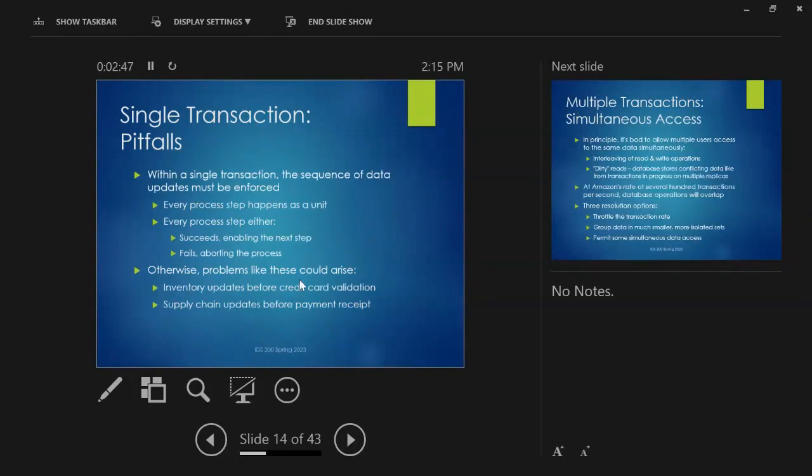All right. Now, like I said earlier, in a single transaction, in general, there's a sequence of data updates that has to be followed, right? You have to enforce that sequence. So every process step, in a sense, happens as a unit. And every process step either succeeds, thereby enabling the next step, or fails, which tends to abort the process, right?